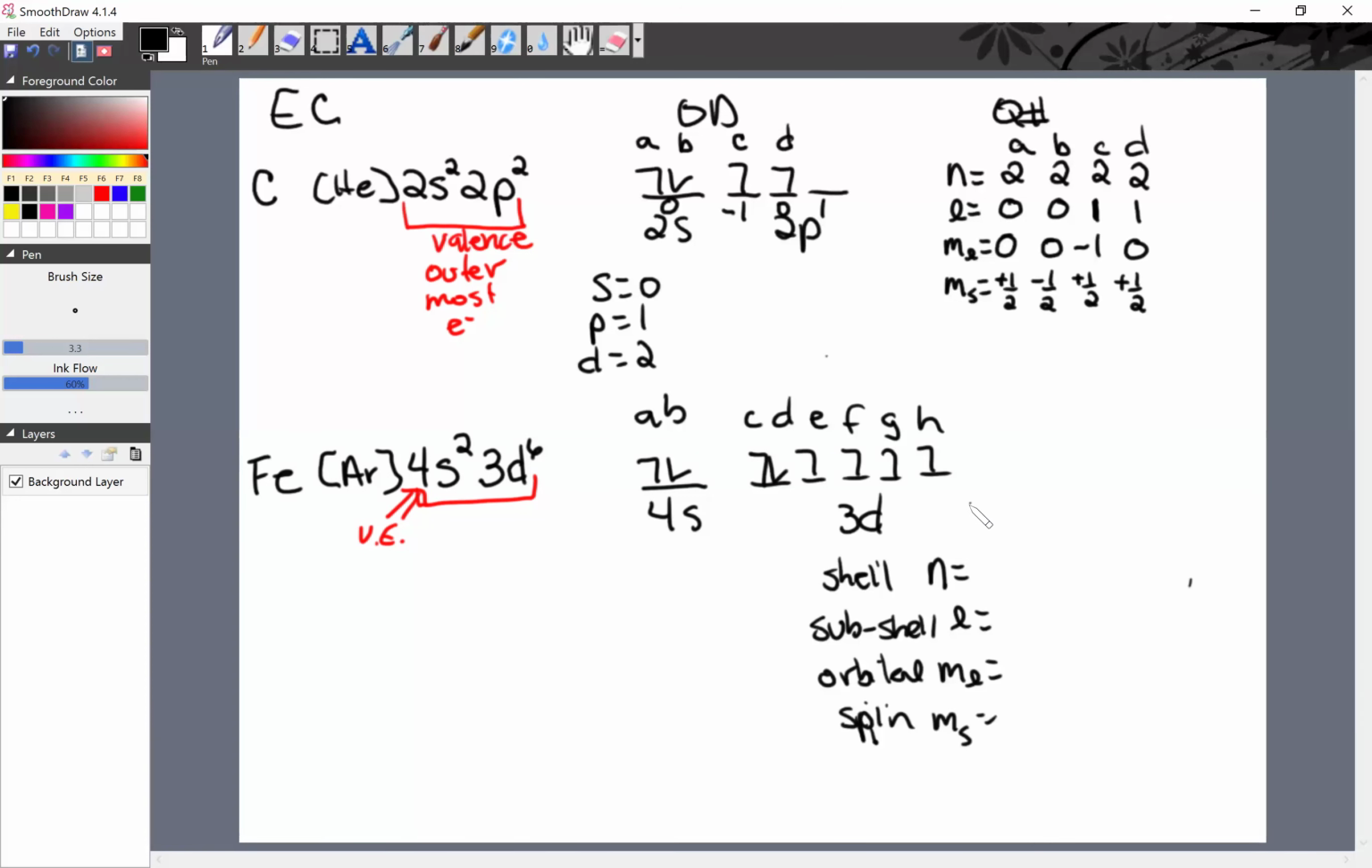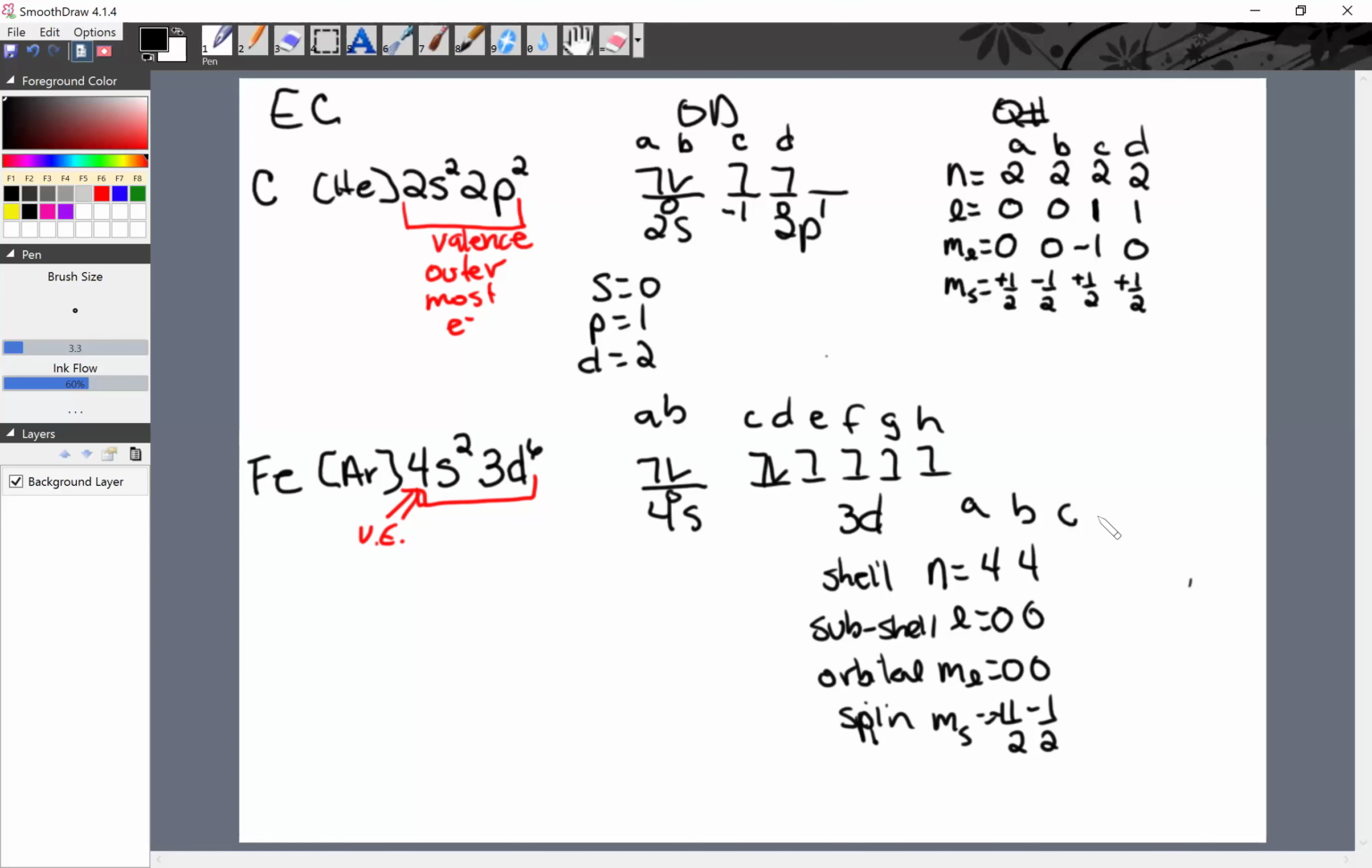And so we will do A first. A is in shell 4. It is in shape 0. It is in which one? Well, there's only one, so it's 0, and it has an up spin. B is going to be identical, except the spin.